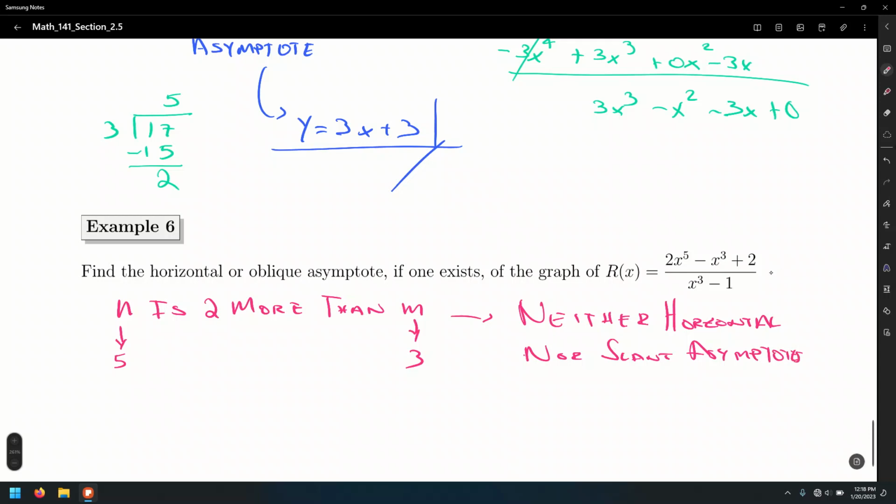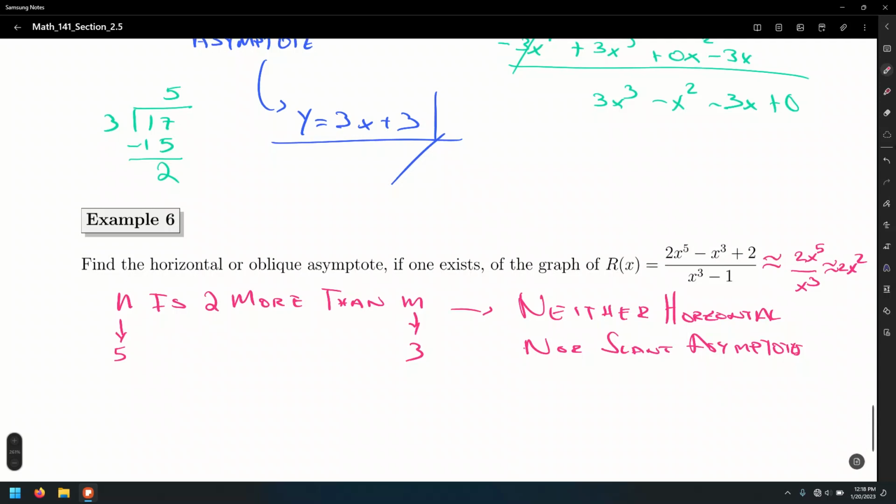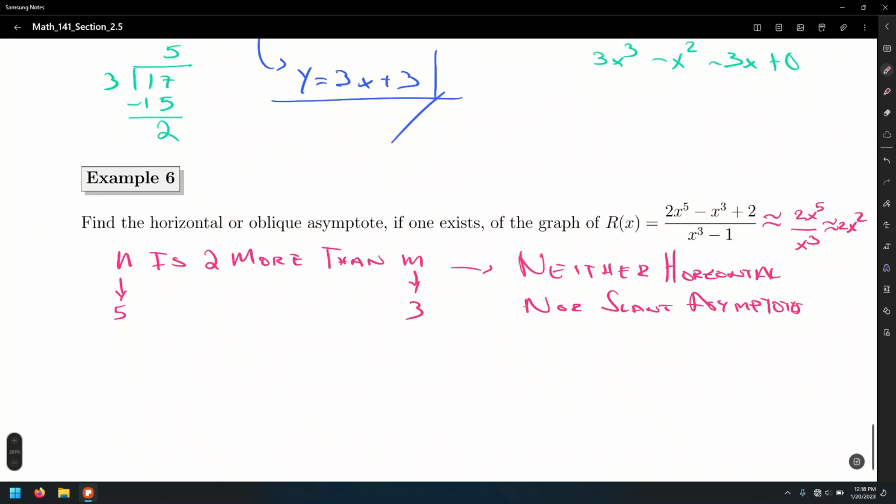In fact, if you look at the end behavior of this function, focusing only on the leading terms, we would end up with 2x to the 5th over x cubed, which reduces to 2x squared. And in fact, it's going to look like a parabola, but in this case, a dashed parabola. We're going to look at these kinds of functions later when we focus on actually graphing this kind of rational function, which is the next topic, if I'm not mistaken.